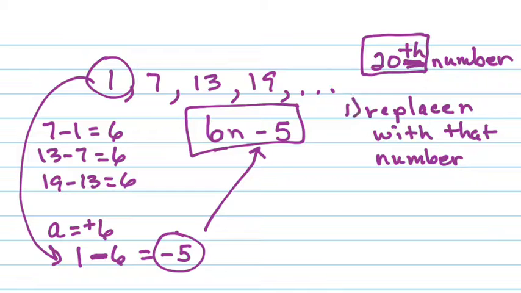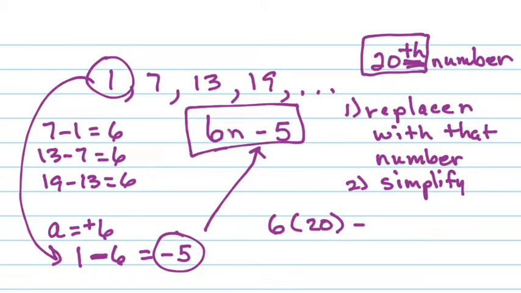Again, that's your first step. Then simplify. And remember, when we talked about order of operations, simplify is that math word that means do the math. Follow the order of operations. So it's 6 times 20 minus 5.